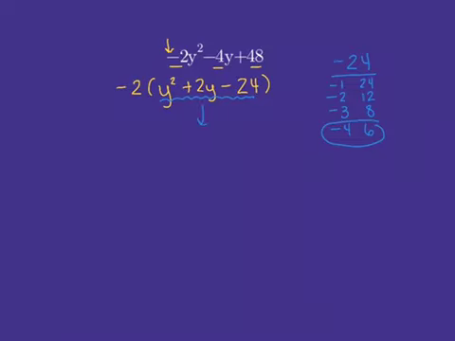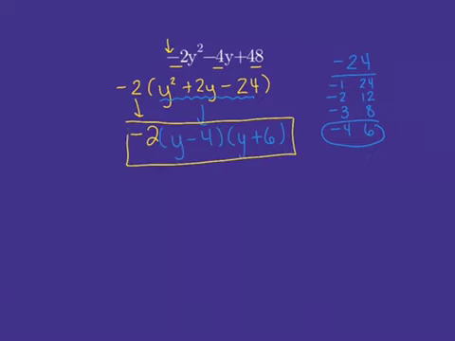So this just factors into y minus 4 times y plus 6, and then we have to make sure to include the -2 that we factored out at the very beginning. So this is why remembering to factor out a GCF is so important. Once I factored that GCF out, it actually made the factoring part of this significantly easier.